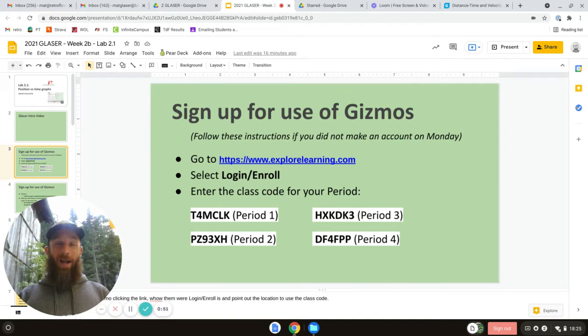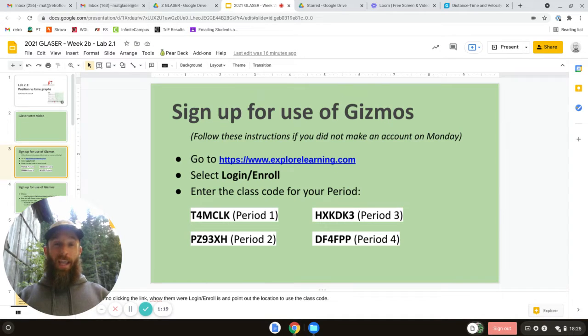So I'm just going to step you through your lab today to get you working on your lab. This is a simulation lab. We're going to use this Gizmos explorelearning.com website for this. Once I get back in the classroom, we will obviously do hands-on labs in person. But for now, this is the best thing we can do and keep you all moving along with the course so that when I get back, we can jump right in with our lab.